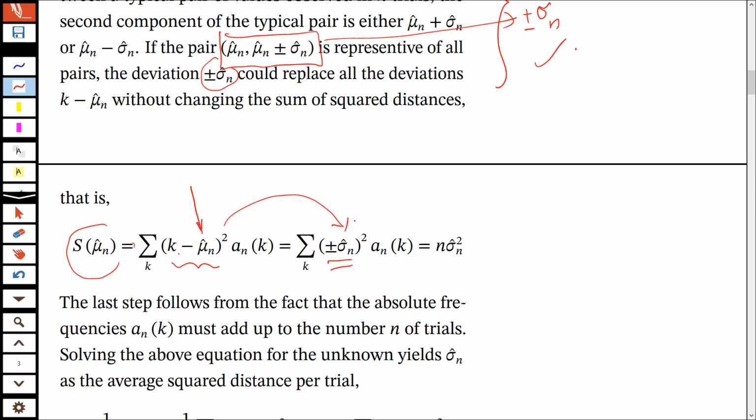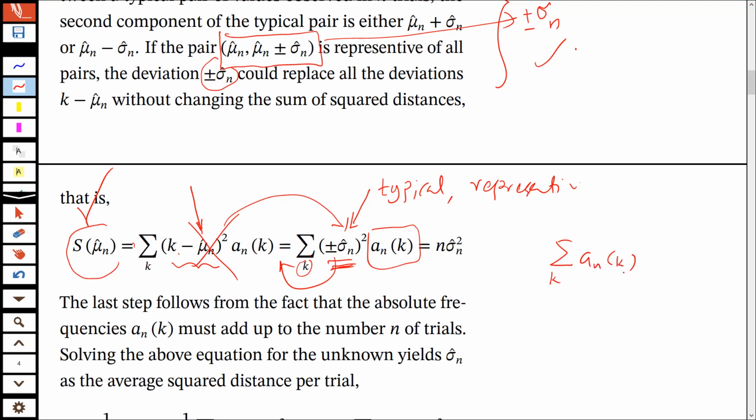So if I claim that this is a typical distance or a representative distance, it should be possible for me to replace all of these observations with this single distance, and the sum must not change, because if the sum is changed, then it's not a typical value. So this doesn't depend on k, it can be taken out, yeah, and the sum of all the frequencies must be equal to the number of trials, because you have n trials, so all the frequencies must add up to n. So that n appears here, and this plus minus squared is actually always plus, so you get that.